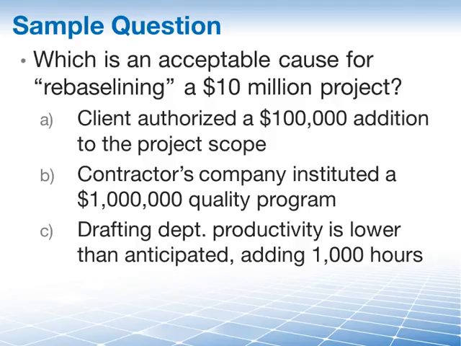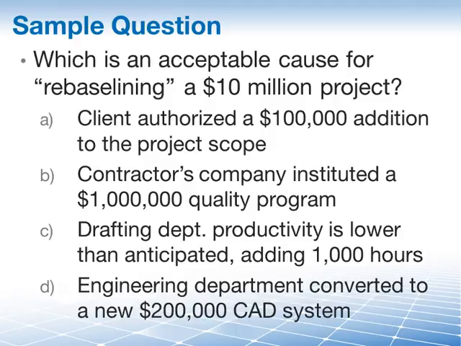productivity in the drafting department is lower than anticipated, which has resulted in 1,000 additional hours over what was budgeted? Or is it D, the engineering department has converted to a new CAD system that costs us $200,000? Which one would you say it is? I'll give you a few seconds here.